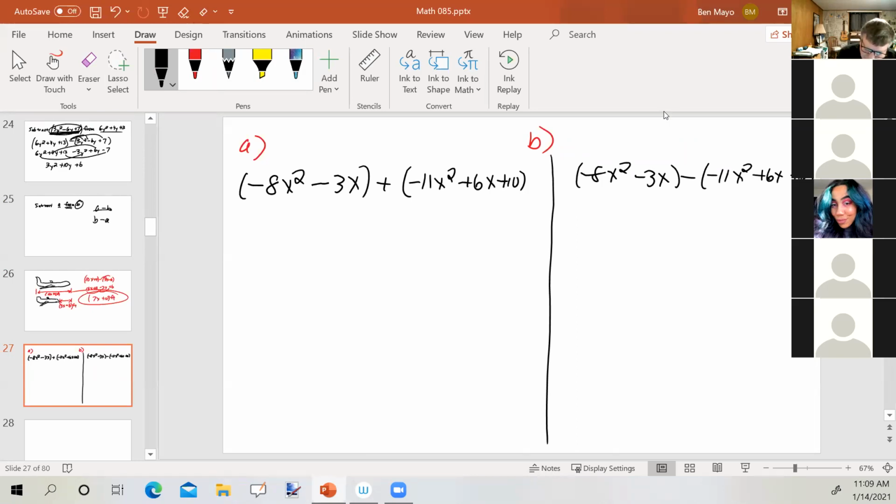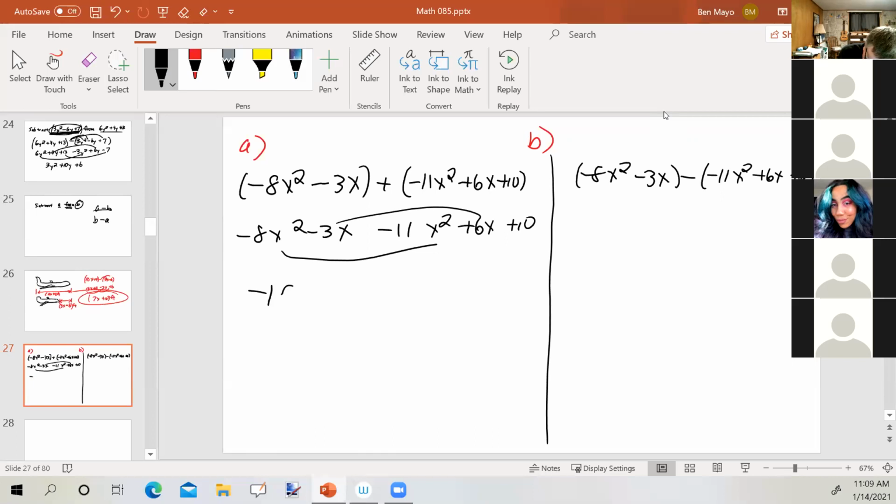So in part A, because there's nothing in front of the first set of parentheses, you just write what's inside, bring it down. Since there's a plus sign in front of the second set of parentheses, you bring it down. You could write plus a negative 11 if you want, but it's the same thing as minus 11x squared, okay? And then combining like terms, negative 19x squared plus 3x plus 10.